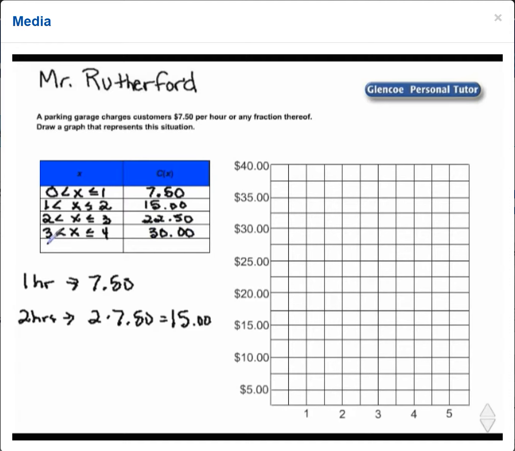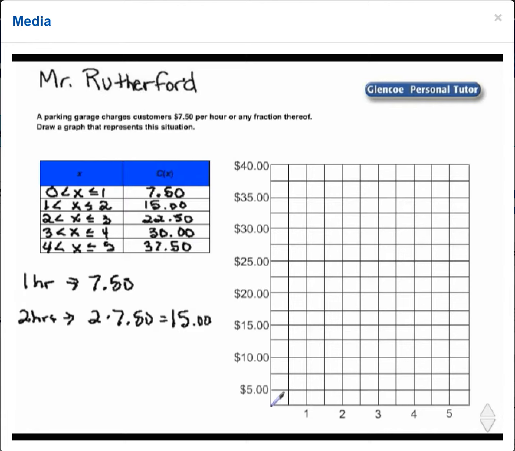And finally, we'll do one more. Between the hours of 4 and 5, our inequality will be x is greater than 4 and less than or equal to 5. So we'll multiply 5 times $7.50, and we have $37.50. So now let's graph these.